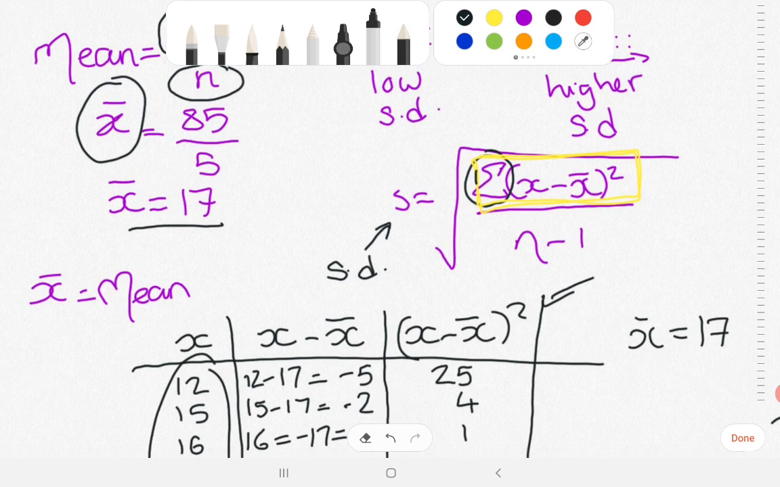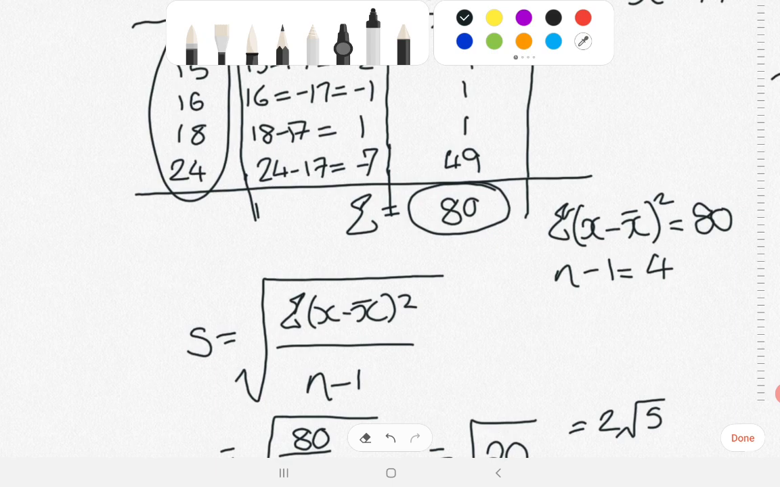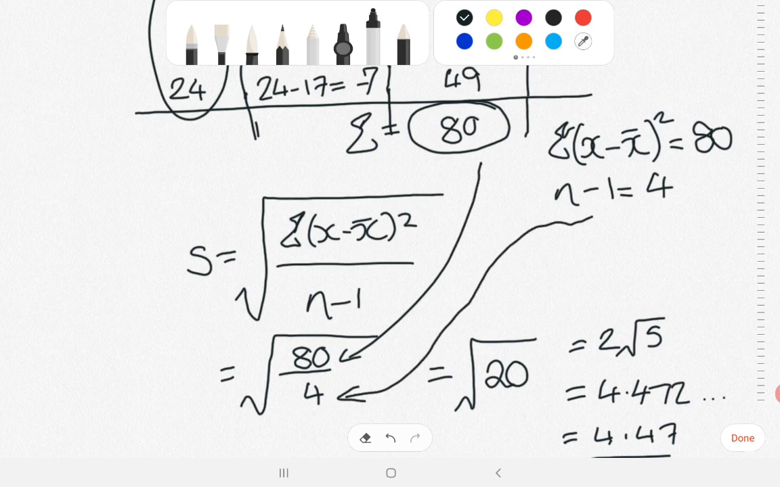We then have this formula, which we don't need to memorise. It's on our formula sheet, so that's a good thing, but we do need to understand how it works. The most complicated bit is the top part of the fraction, this x minus x bar all squared with the sigma in front of it. And to get that, we have to do this table, where we put in all the numbers, we then take away the mean from all the numbers, and then we square that answer and add it up at the end. Okay, once we've got that adding up, that sigma, that's your 80. In this case, we put that in here. Then it was n minus 1, so there were 5 numbers. Take 1 away, I get 4.